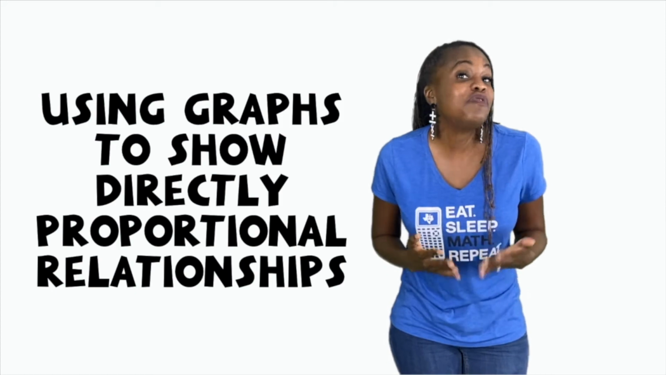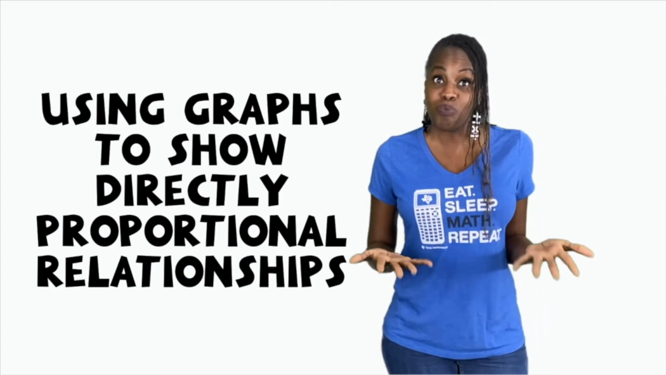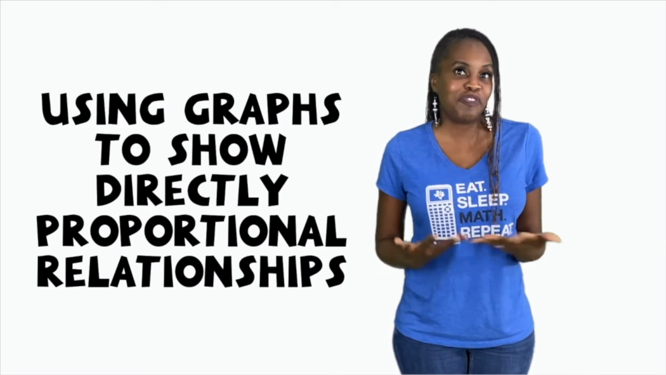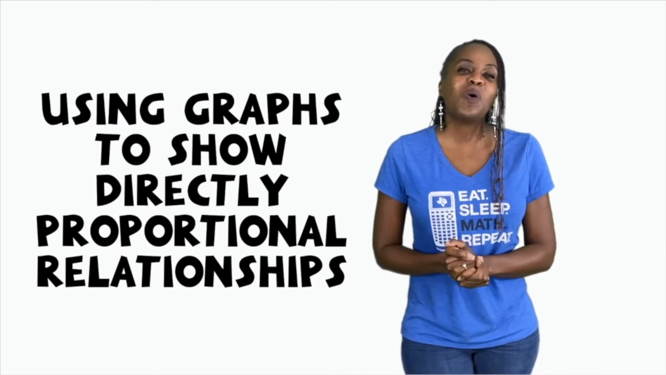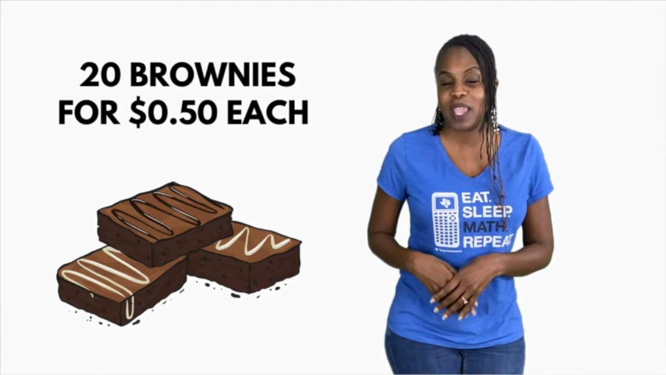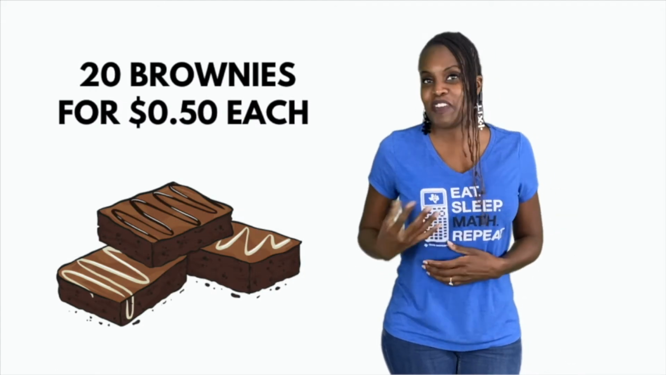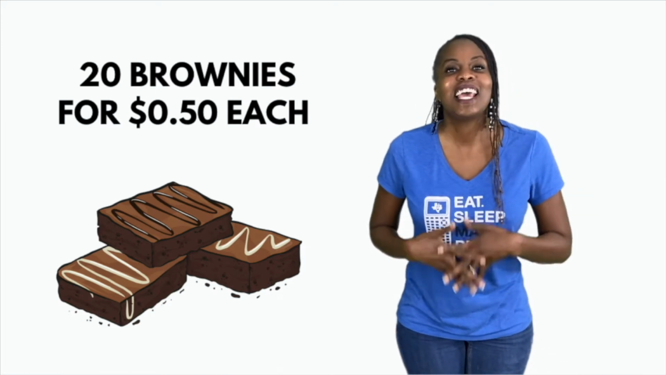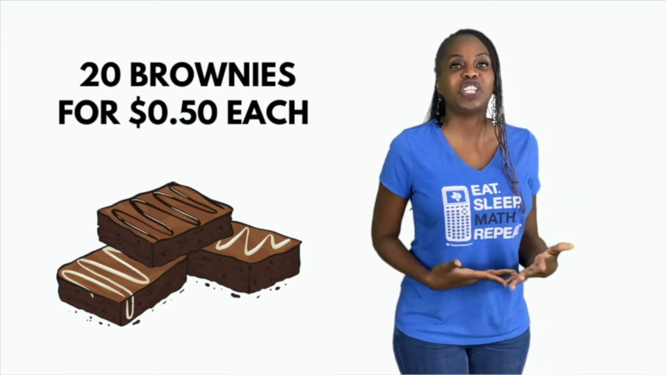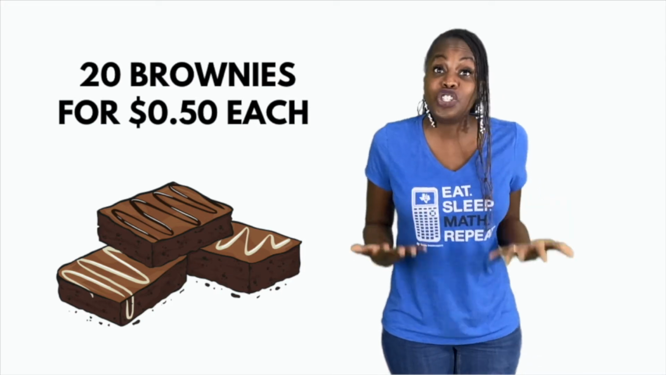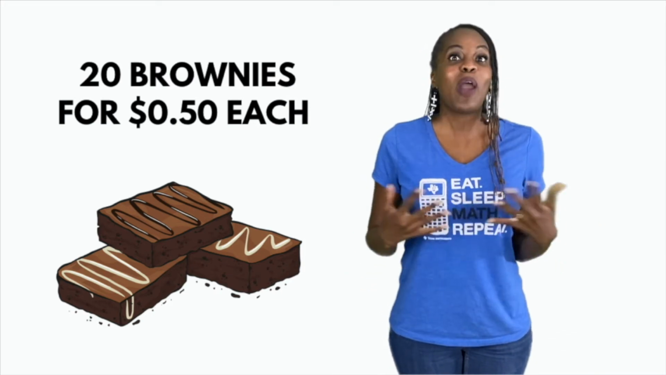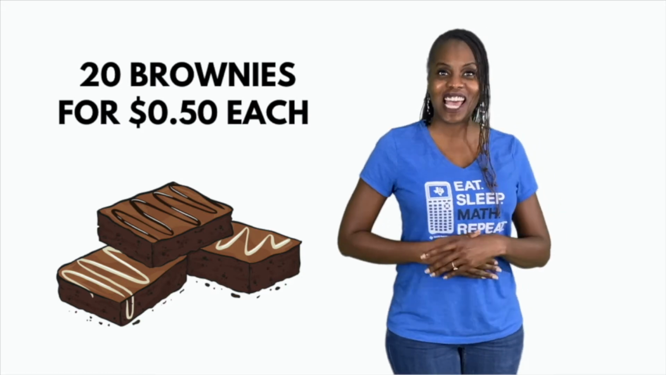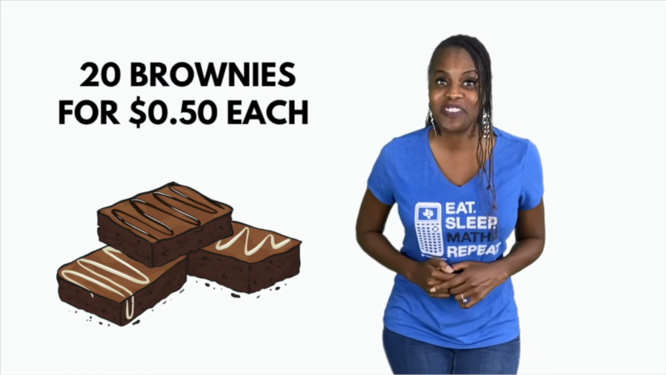So in a previous video, we talked about the ratio of 20 brownies costing 50 cents each, okay? So this is a rate because we have 20 brownies and 50 cents. So it's brownies and money, different units. It's a rate, but it's a type of ratio as well, which means that we can show graphically how these are proportional to each other. Check this out. First, I need a graph.